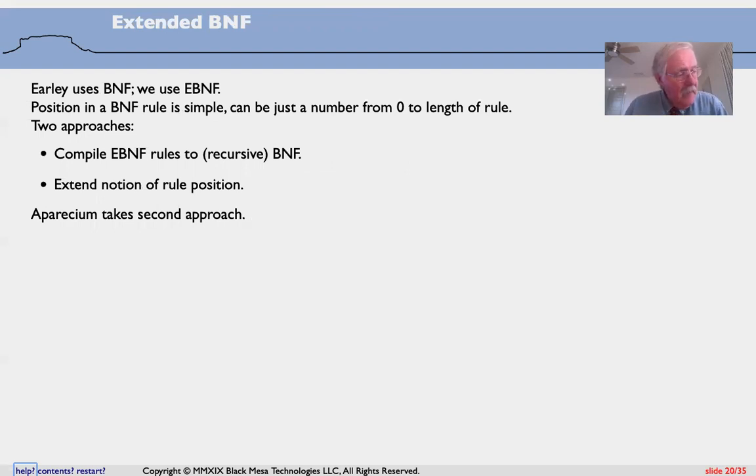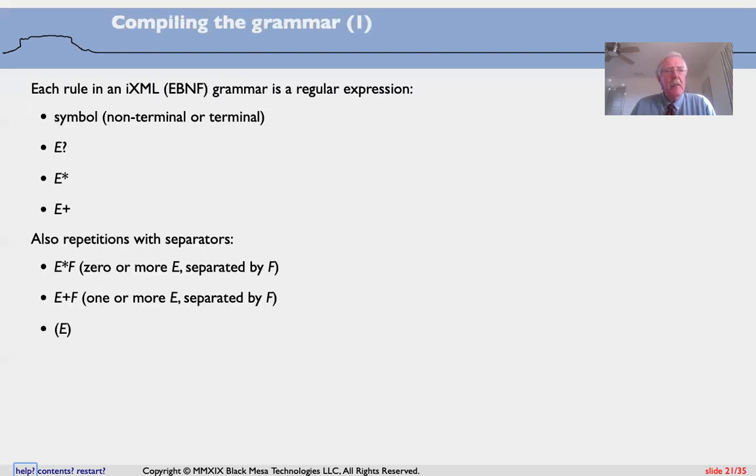Now, ixml uses extended BNF. In a BNF, which is what Earley defined his parsing method for, the position is simple. It's a number from 0 to the length of the rule. We have two ways of dealing with the fact that Earley parsing is not defined for eBNF. We can compile the eBNF rules to a recursive BNF. That's a useful approach. Or we can extend the notion of rule position. Aparecium takes the second approach.